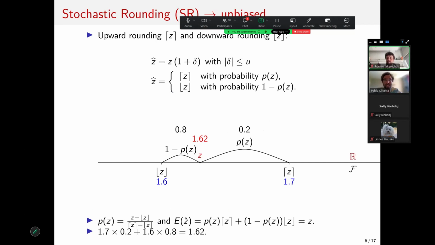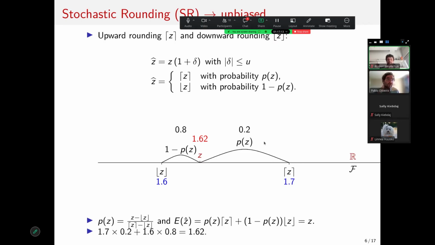And one very good choice is what now in the literature we call stochastic rounding. The idea of stochastic rounding is to round with a probability inversely proportional to the distance to the representable. So let me introduce this with an example. Let's say we are on base 10. Let's say our true result is 1.62. So we can round down to 1.6, or we can round up to 1.7. The idea is we are going to round down with a probability of 80% chances, and we are going to round up with a probability of 20% chances.